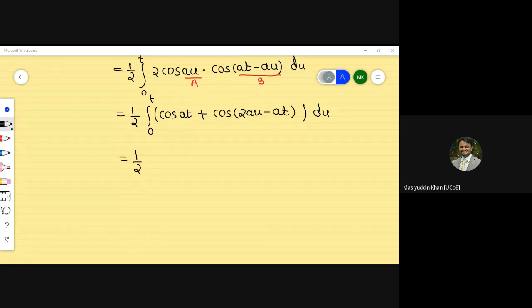Roshan, can you again repeat what will be the integration of this function cos 80 in this integral? Sir, sin 80 upon a. Sin 80 upon a. Very good. No sir, see, it is with respect to du.